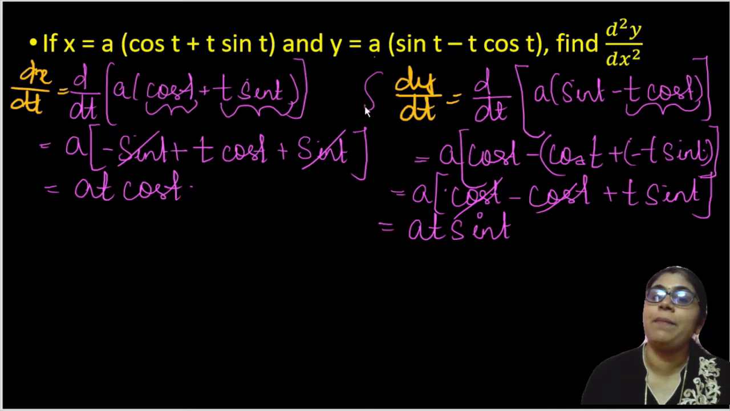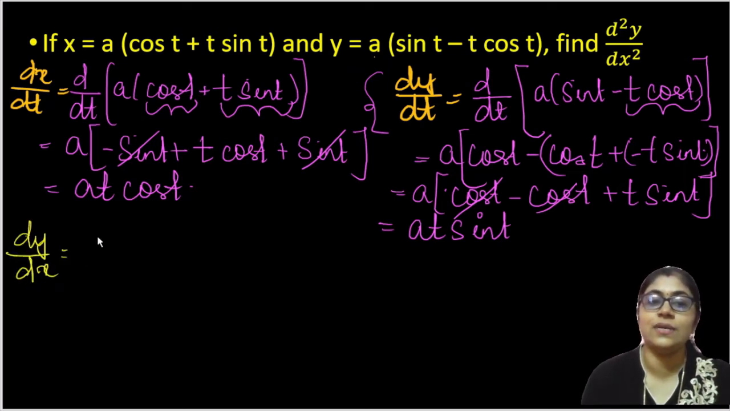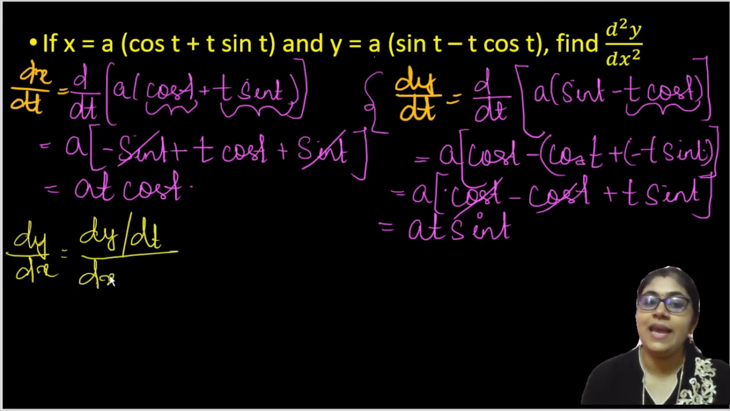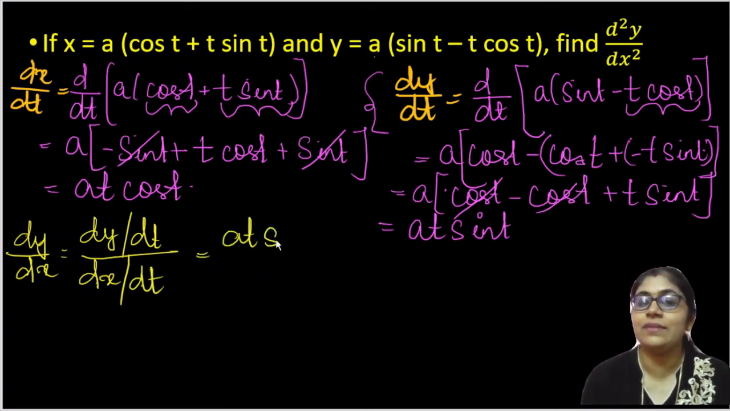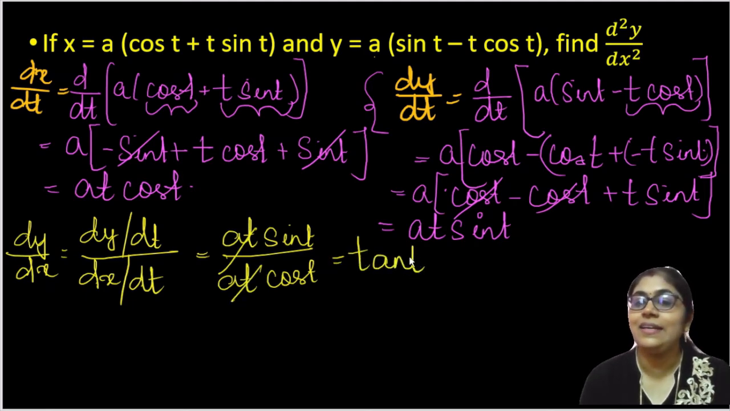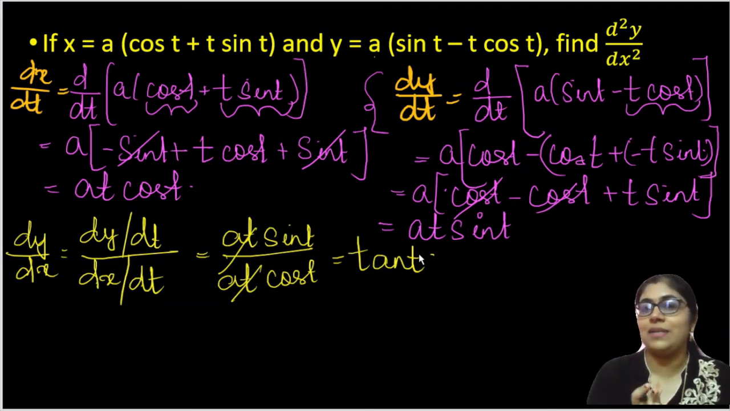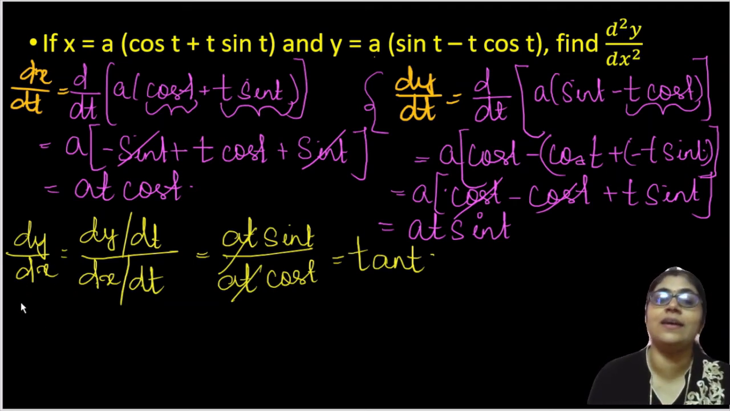So dy by dt is known, dx by dt is known. So from here we can find out dy by dx. This is equal to dy by dt divided by dx by dt. So a t sin t by a t cos t. So a t cancels, and this equals tan t. Now the main part. Now we have to differentiate again.